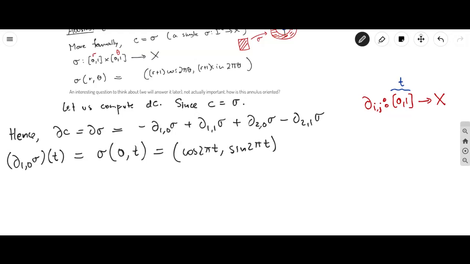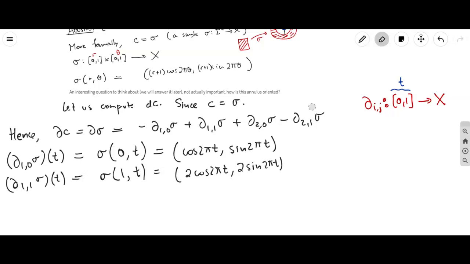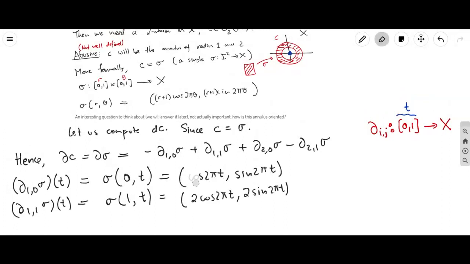If we do it for the other one, so let's do it for 2, 0. Boundary 2, 0 sigma of t, that would be sigma. Actually, no, I did not want to do that. I want to set the first coordinate equal to 1. That would be sigma of 1 comma t. So here you're setting r to be equal to 1, so that would be 2. So we have 2 cosine 2 pi t, 2 sine 2 pi t. We get that. So the image of this is the circle. You can already kind of see what this is. This is the parametrization for the unit circle as you go around one time, counterclockwise, and this is counterclockwise going around the outer circle with radius 2.